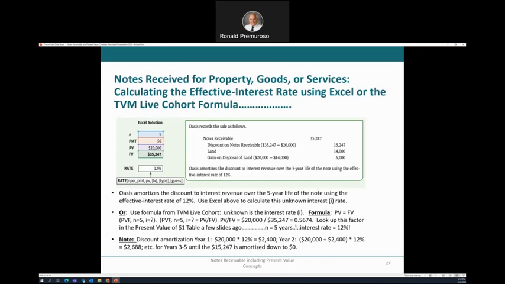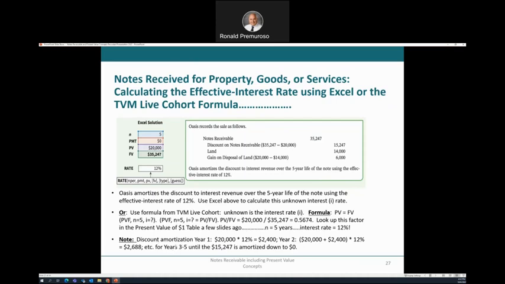0.5674. That's the factor we need to look up in the present value of a dollar table, where n equals 5 years, and then we look across the interest rate columns, and you'll find that the interest rate, again, is 12%. Please look back at the present value of a dollar table and find that factor, it'll prove it to you. So make sure you remember this formula. That's what you need in this case to figure out the interest rate.